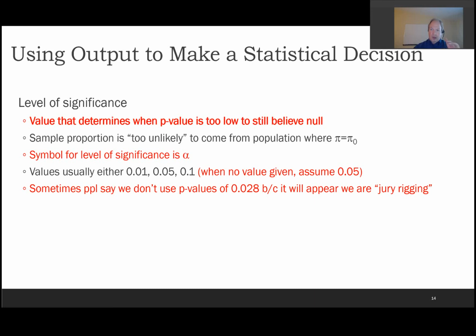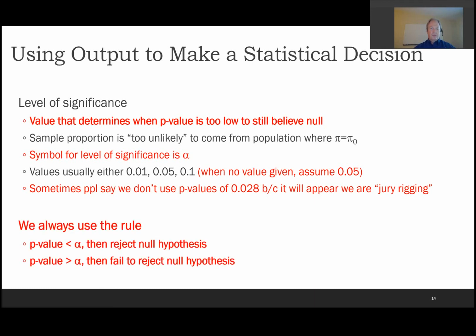Now, here's how we make our decisions. This is important. You want to know this. When the p-value is less than alpha, we reject the null. When the p-value is greater than alpha, we fail to reject the null. We still hold on to it. What happens when it's equal to alpha? It's never equal to alpha. So you don't have to worry about that.